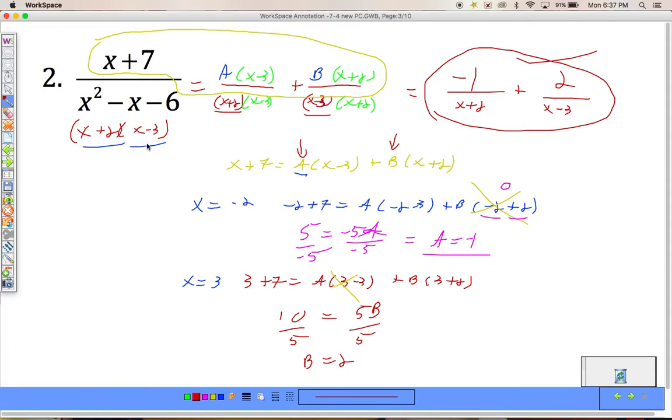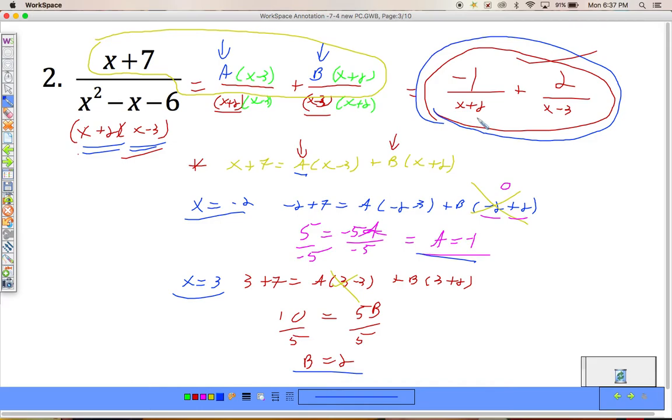So we're going to factor. We're going to put one factor underneath a, the second factor underneath b, get common denominators, and write the equation across the top. After we get that, we're going to pick two values of x, which are going to be the zeros of our denominator. We're going to substitute them in, and it's going to tell me what my a equals and my b equals. I replace a and b with those two values, and I get a solution. That's partial fractions.